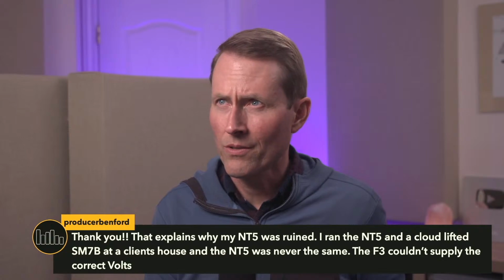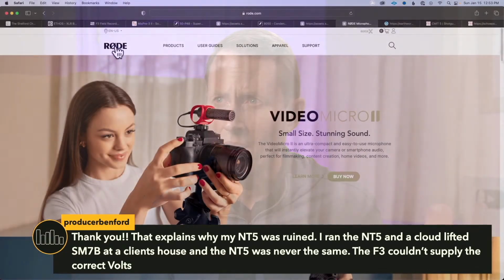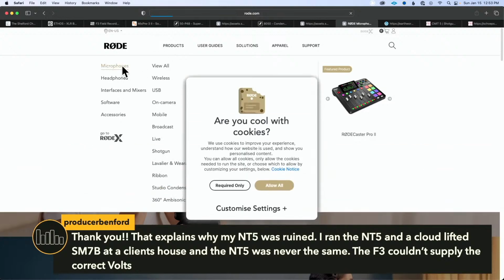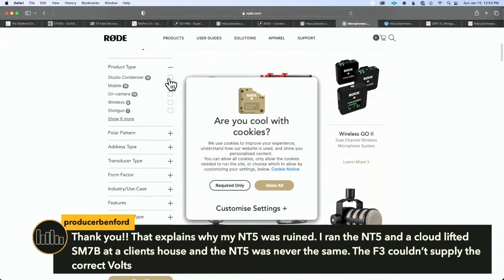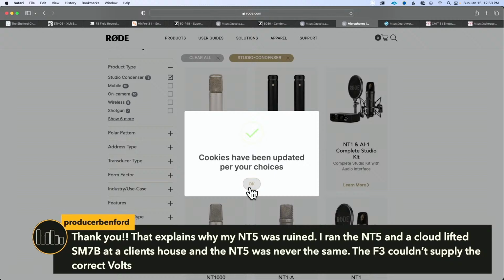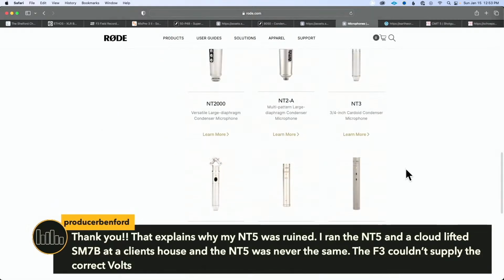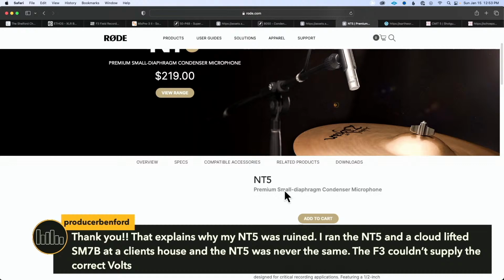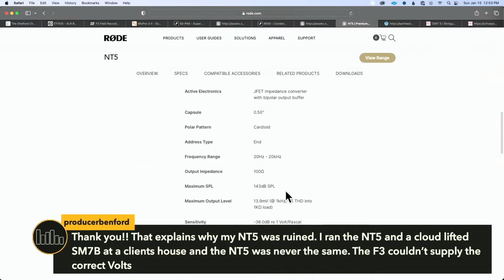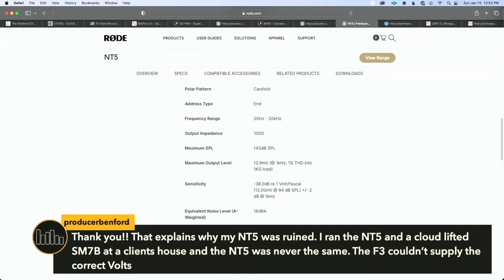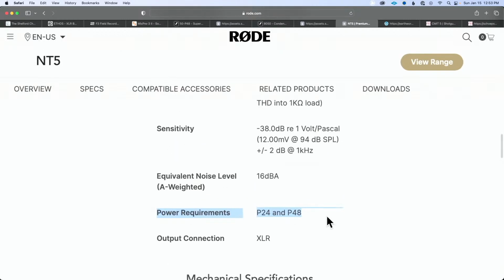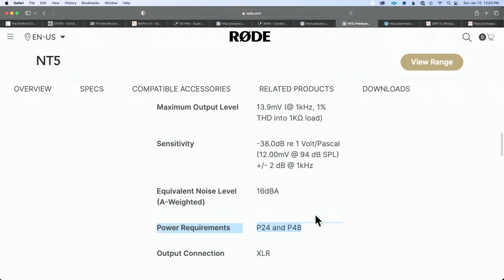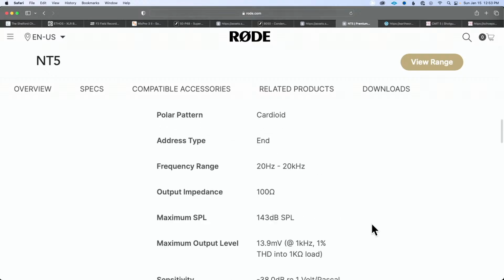We have more questions? Yeah. Okay, give me just a second here. I am just curious here. Microphones. This would be more of a studio mic. Okay, NT5. And a lot of times these companies will not specify what kind of current they require. See here, for example, power requirements only says 24 volt. Let me make that bigger. P24 and P48, that's all it says. It doesn't tell you how much current it draws. So you don't know. So that's one thing to keep in mind.